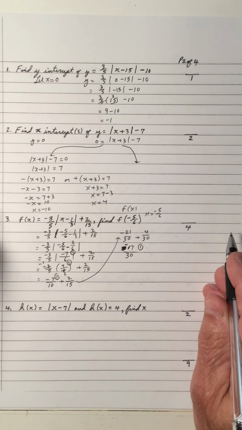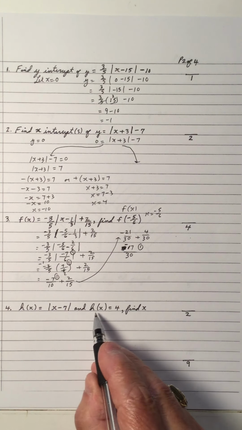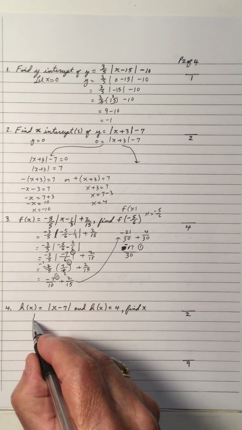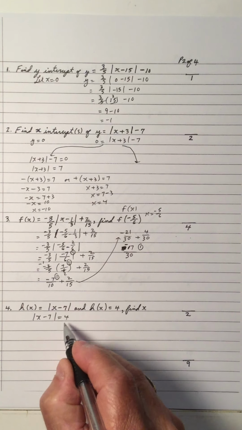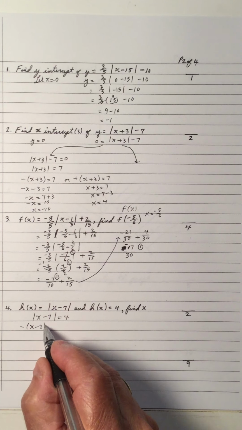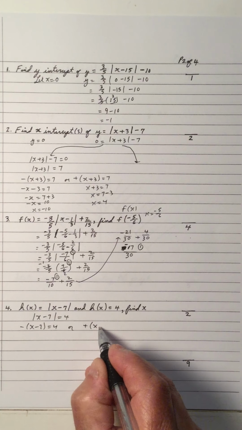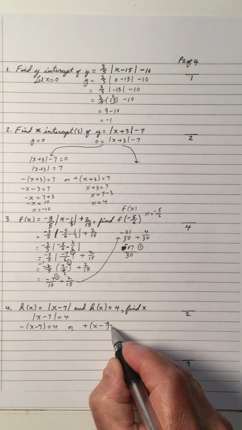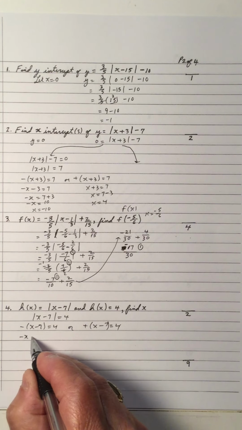Number 4, h of x equals the absolute value of x minus 7. The h of x equals 4. Notice the h of x is here twice, therefore the absolute value of x minus 7 equals 4. They're both equal by the transitive property. That means the negative of x minus 7 is equal to 4, or the positive of x minus 7 equals 4. Negative times x is negative x. Negative times 7 is plus 7.